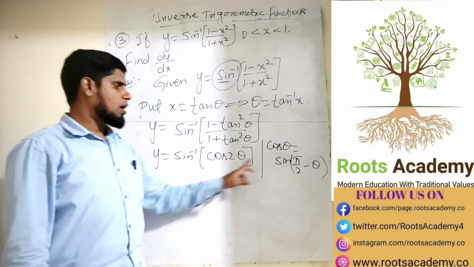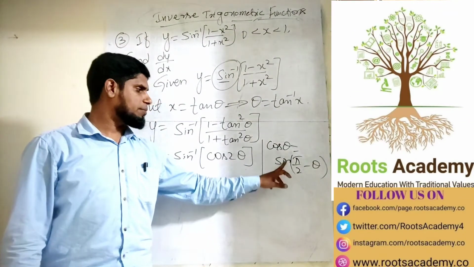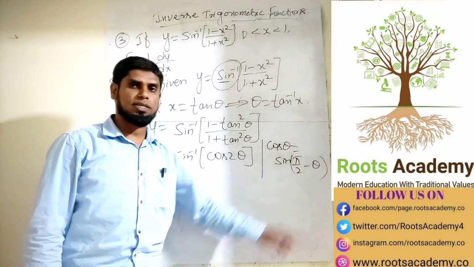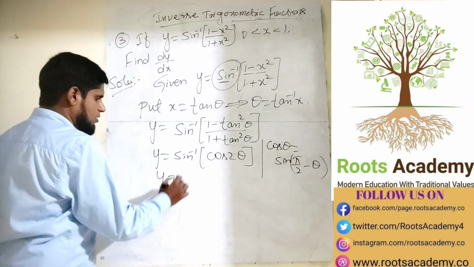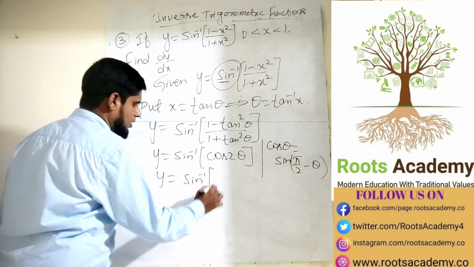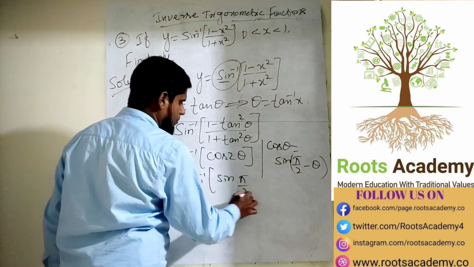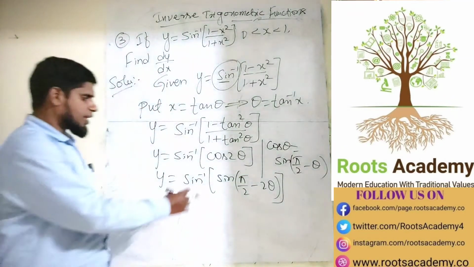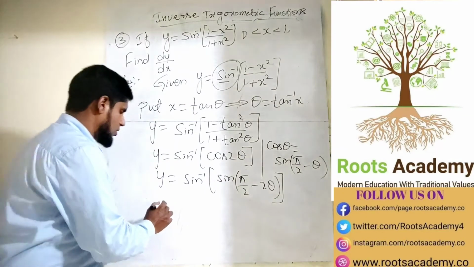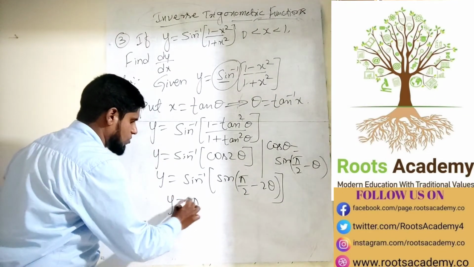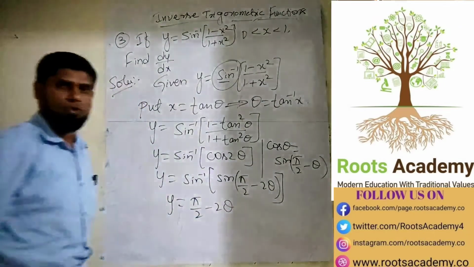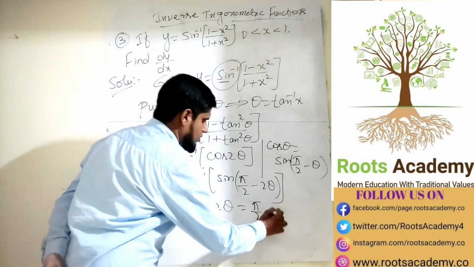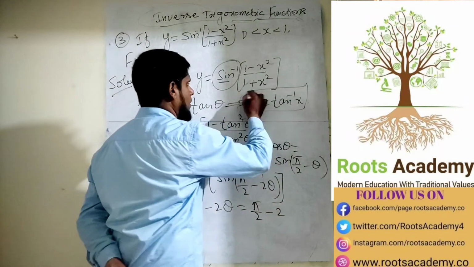Now this is in the first quadrant, where all are positive. The first quadrant can be represented as 90 minus theta. So our cos theta is sin of (90 minus theta). And thus it becomes sin inverse of sin of (pi by 2 minus 2 theta). Now I can cancel sin inverse and sin. So what do I get? y is equal to pi by 2 minus 2 theta. Here the theta value is tan inverse x.